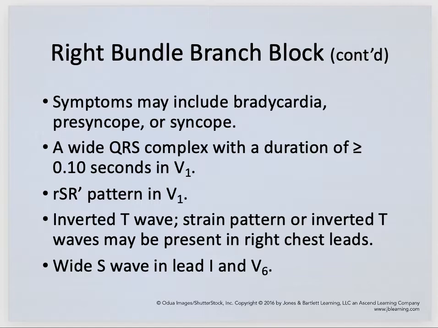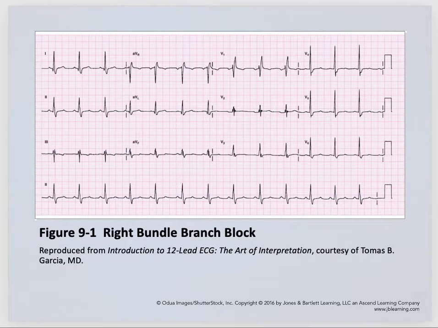and we're looking at the right side, so we're looking at V1. Remember, that's the electrode over on the right side of the sternum. We also can see what we call an RSR prime pattern in V1. We also can see inverted T waves. A strain pattern with inverted T waves may be present in the right chest leads, and you can also see wide S waves in lead I, and lead I is different than V1, right? Roman numeral I and V6. So let's take a look at what I'm talking about.